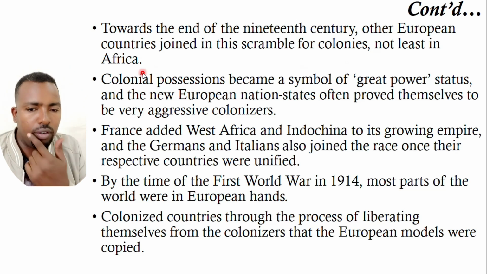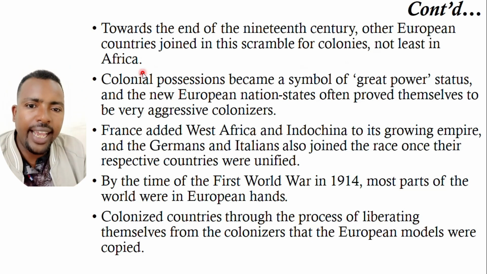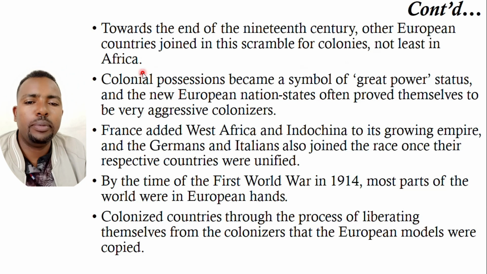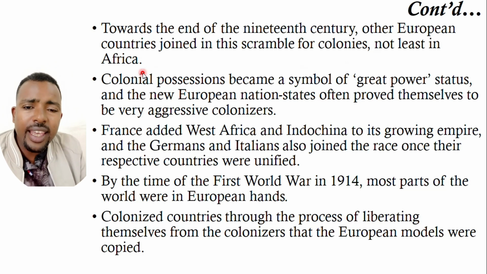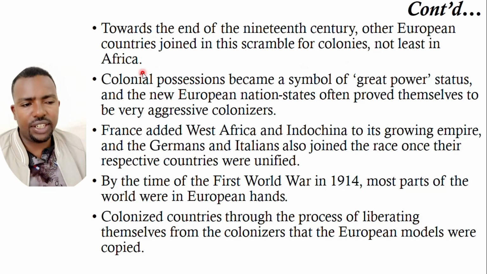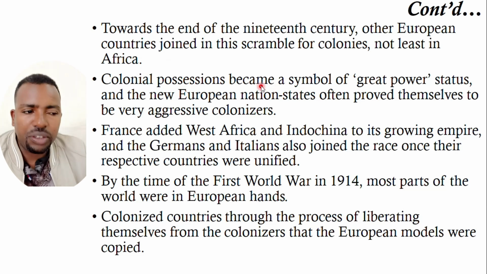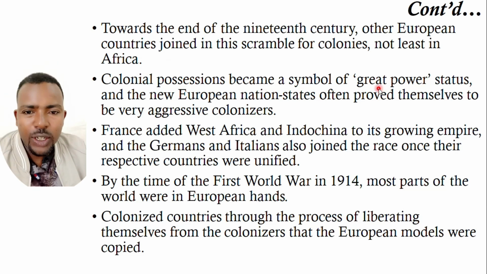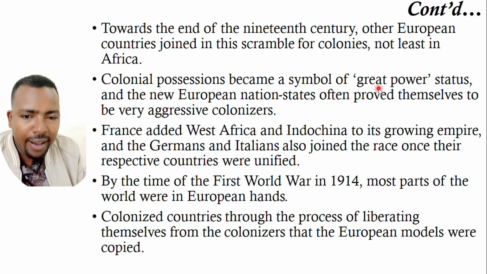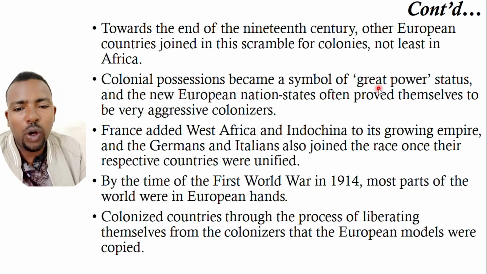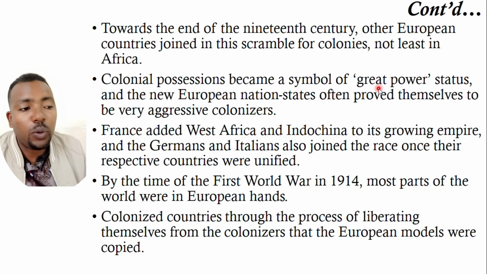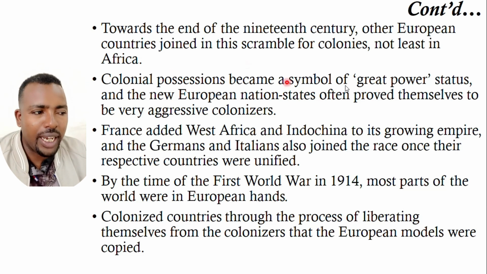In 1884 and 1885, European states came together at Berlin and designed a strategy for how to colonize Africa and partition it without going to war. Then they came to Africa and colonized it. So colonial possession became the symbol of great power. When they colonized and had a large number of colonies under their authority, it was a symbol for them to be a great power.